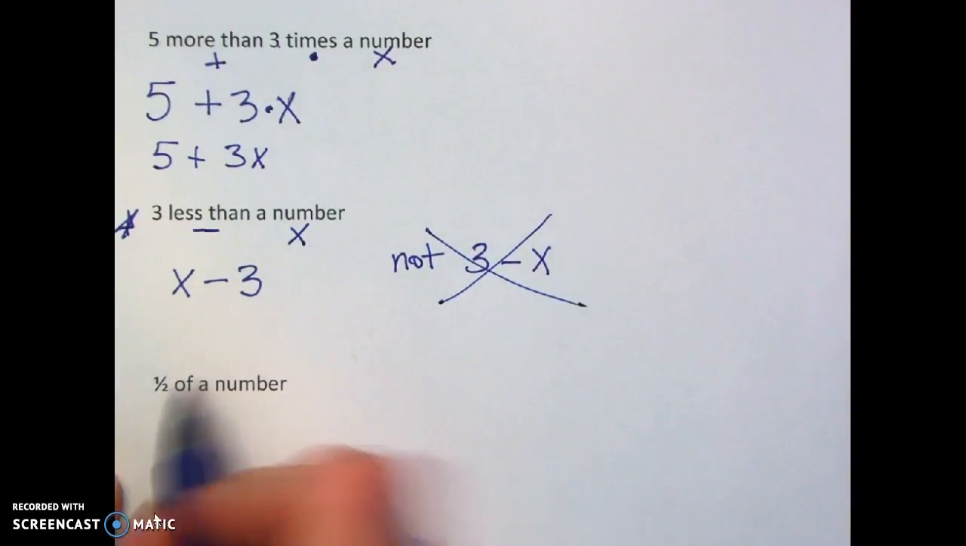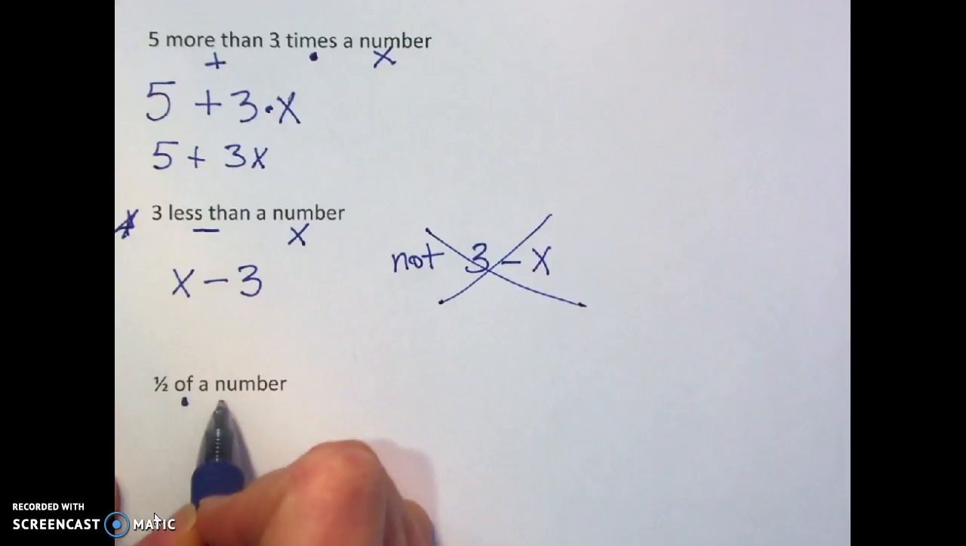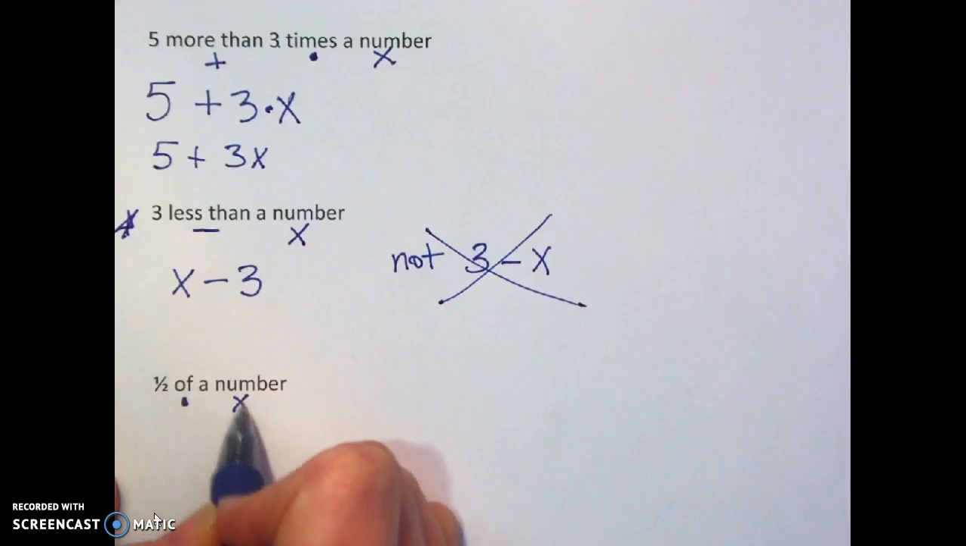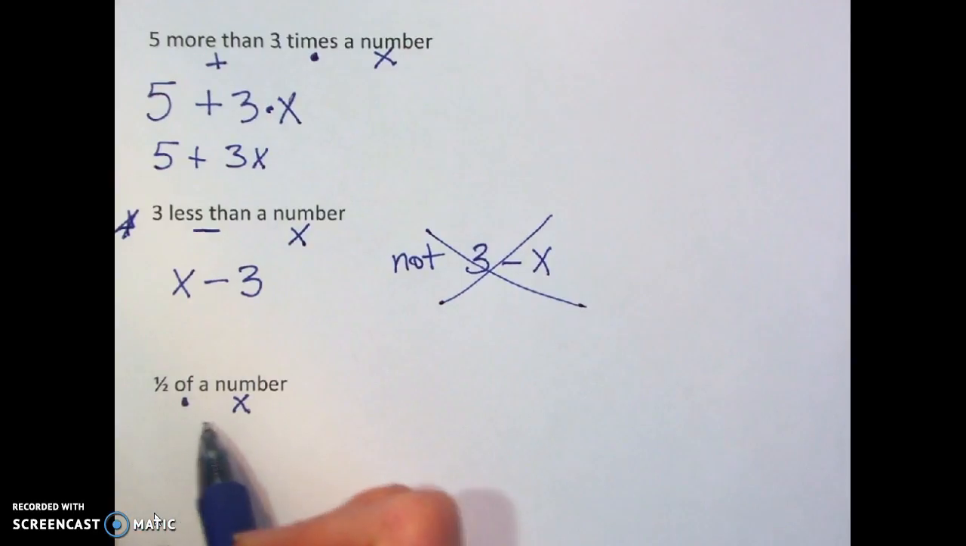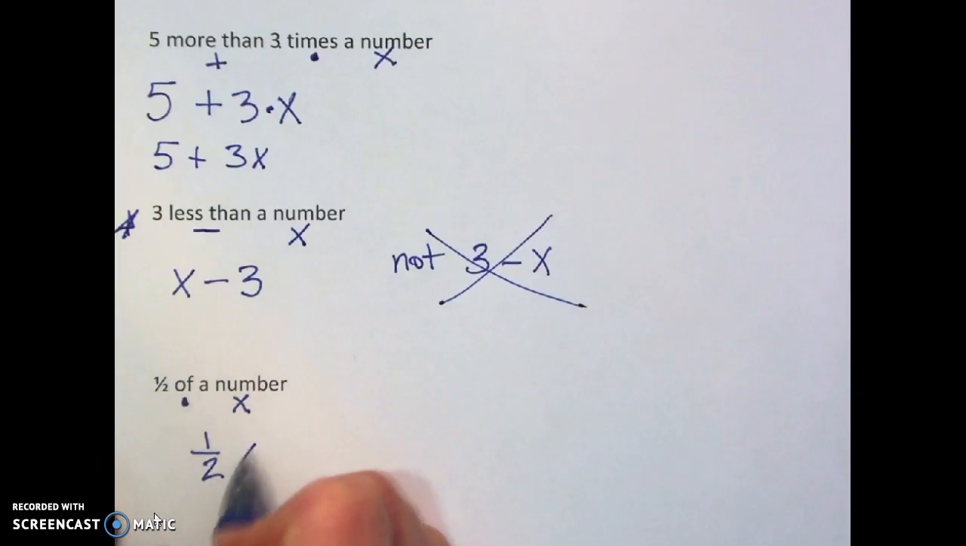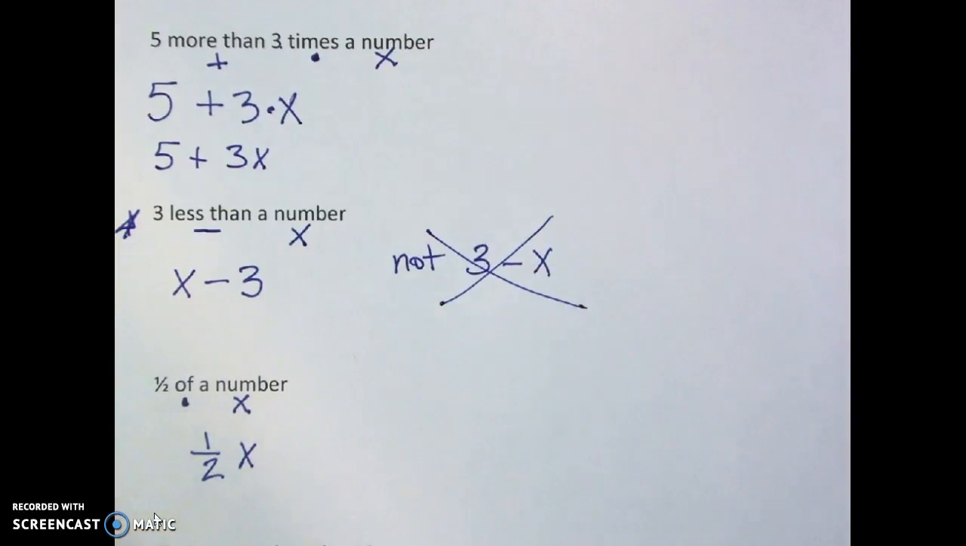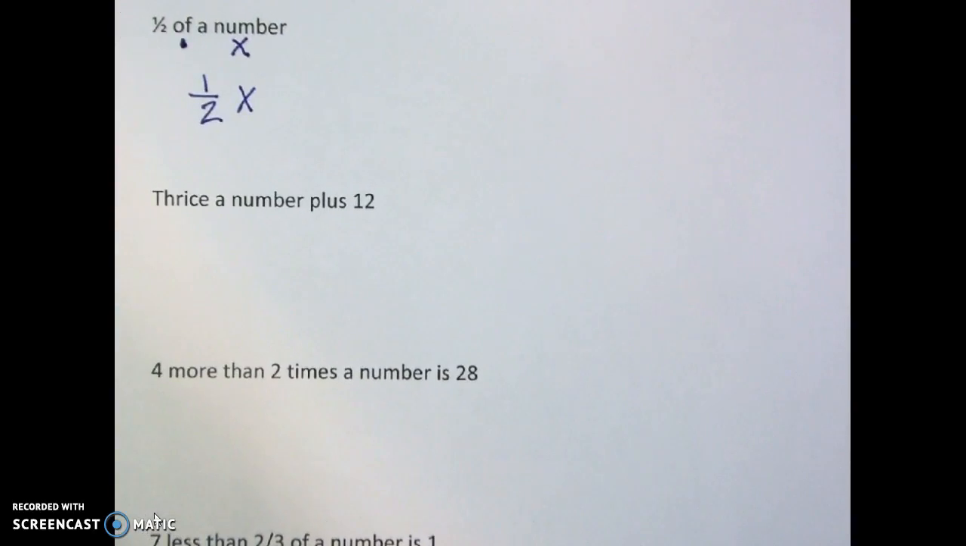Half of a number. Of indicates to multiply. A number is my variable. So half times x. Half x. We don't need the dot in between. Couple more. I'll leave that one on there for a minute.